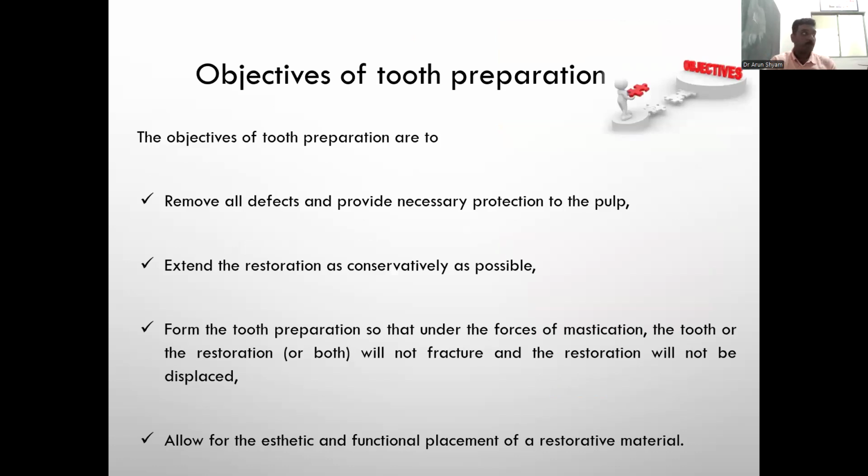What are the objectives of tooth preparation? The objectives of tooth preparation are to remove all defects and provide necessary protection to the pulp, extend the restoration as conservatively as possible, form the tooth preparation so that under the force of mastication, the tooth or the restoration will not fracture and the restoration will not be displaced, and allow for aesthetic and functional placement of the restorative material. These are the objectives of the tooth preparation.